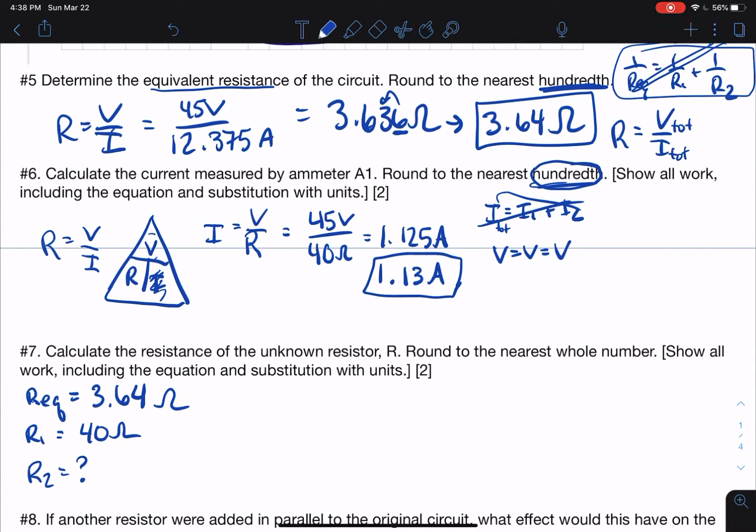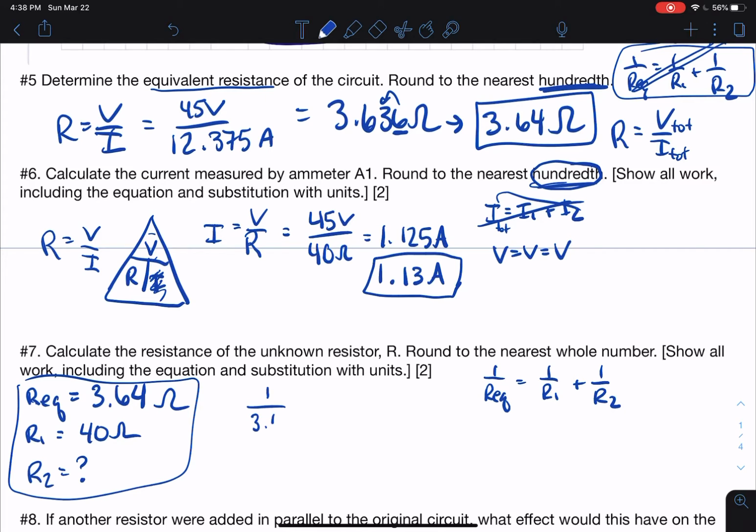So in this case, we can use that fraction equation. So we're going to set it up like so. You must write the equation to get part of the work for showing your work, and you must have at least a legend over here that says what each value is and what the units are. But then we go ahead and we substitute. So 1 over 3.64 ohms equals 1 over 40 ohms plus 1 over R2.